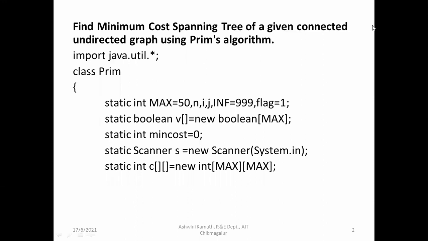If it is visited, the value will be true. If it is not visited, the value will be false. Static int T, this is for representing the spanning tree.